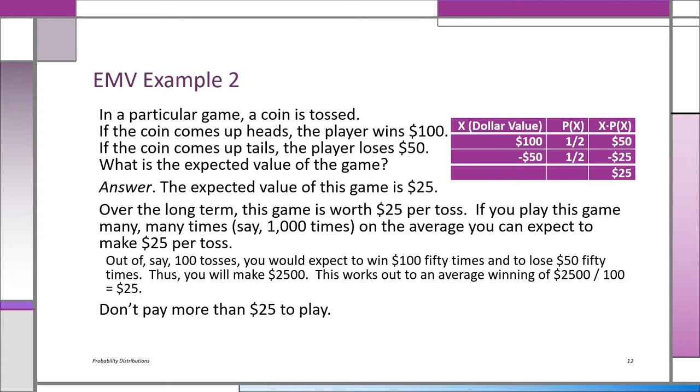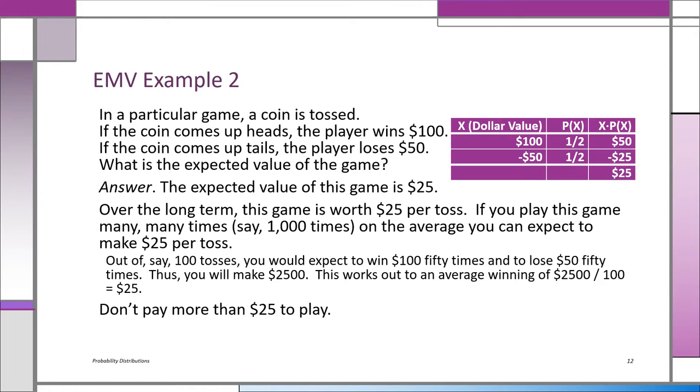So over the long term, if we take the winnings and the losings and add them up and divide by the number of tosses, you can expect to make approximately $25 per toss. So if you had 100 tosses, 50 of them you won $100, 50 of them you lost $50. So over the 100 tosses, you make $2,500, divide by the number of tosses, and you have $25 per toss, per game played. So no matter what anyone tells you for this particular game, don't pay more than $25 per toss to play.